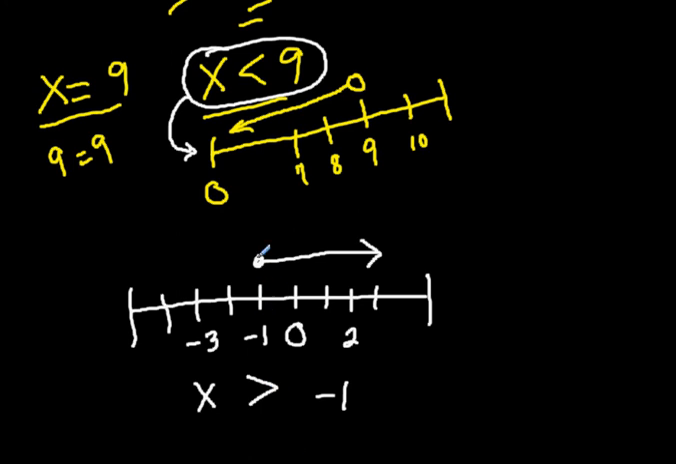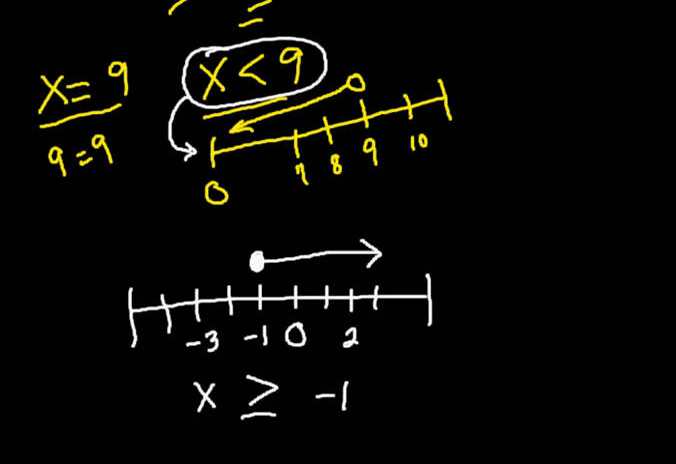Now, notice the dot is filled in. It's not an open circle like this one was. This one said 9 is not a good number for x, but any number less than 9 would be a good value for x. Well, in this case, it's a solid dot, meaning -1 is a good number for the value of x. So we say x is greater than or equal to -1. All right, so that's an introduction to inequalities.